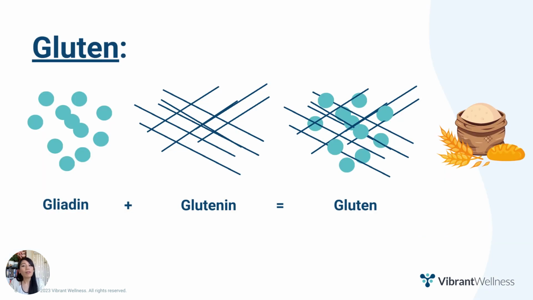For those of you who may not know, gluten is made up of two proteins, gliadin and glutenin. When hydrated, they interact to form a gluey substance called gluten, and this is what allows bread to be airy and chewy.